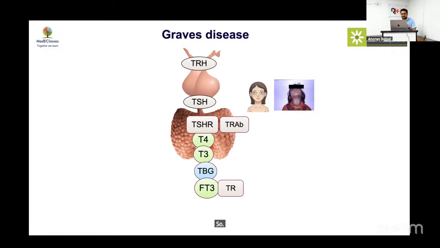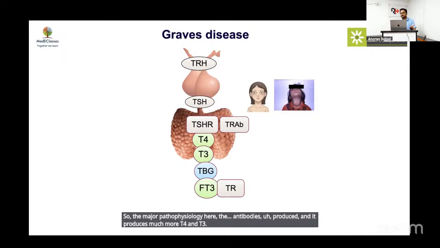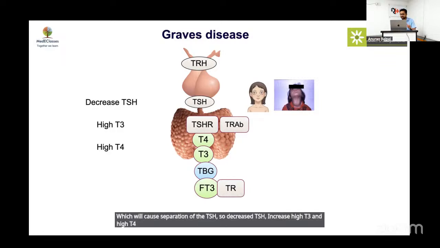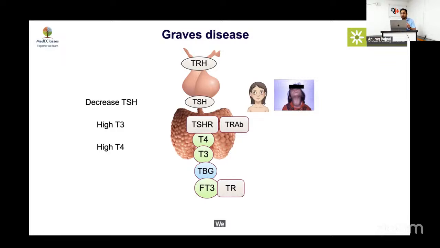So the major pathophysiology here: the antibody is produced, and it produces much more T4 and T3, which will cause suppression of the TSH. So decreased TSH, high T3, and high T4 is a hallmark of Graves' disease. We have to do all the investigations like TSH, T3, and T4 in this scenario because there is a condition also known as T3 toxicosis.